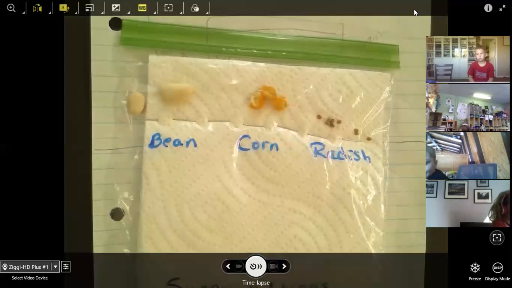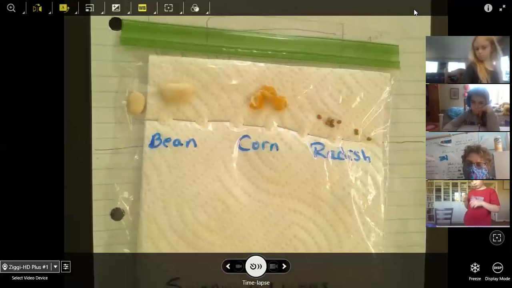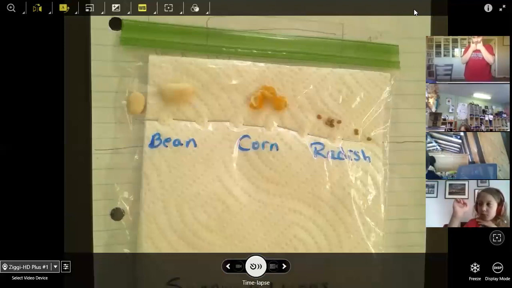Did anybody at home pick up their seeds already? Logan, you've got yours. Jensen, you have yours. Good. I just want to make sure. And thank you for the posters. Robert, we shared your poster with the class. It was wonderful. Great job. Yeah, good.